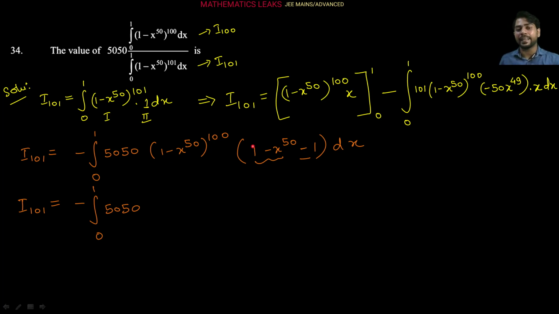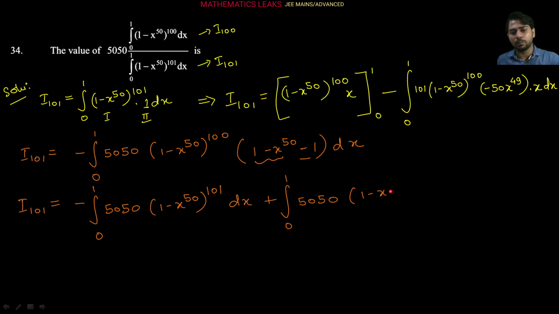Power will be added. So here it can be written as (1 minus x to the power 50) to the power 101, right? Minus, here it is there. So this given quantity will be a product with this, so here dx. If you see, minus and minus is plus, integral 0 to 1, and that is here 5050. And this given quantity is (1 minus x to the power 50) to the power 100 dx. That we are getting here, right?